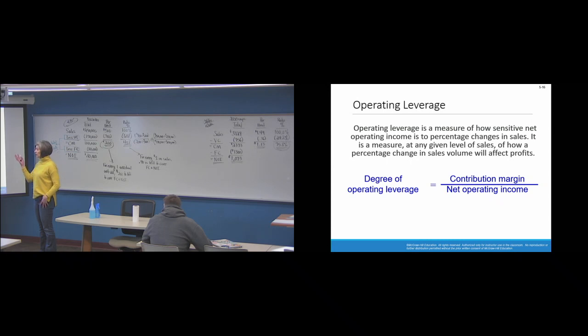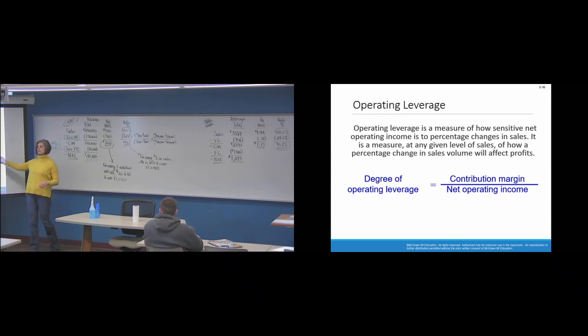So, definition, operating leverage is a measure of how sensitive, and not sensitive like I hurt your feelings, how sensitive net operating income is to percentage changes in sales. So listen to me carefully. What it measures is how quickly does my operating income change when sales changes by a certain percentage? That's what it's measuring, okay? It is a measure at any given level of sales of how a percentage change in sales volume will affect profits, just like I said.